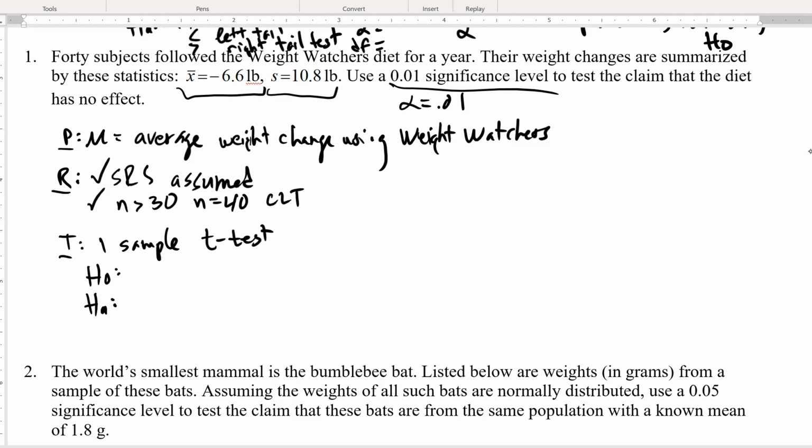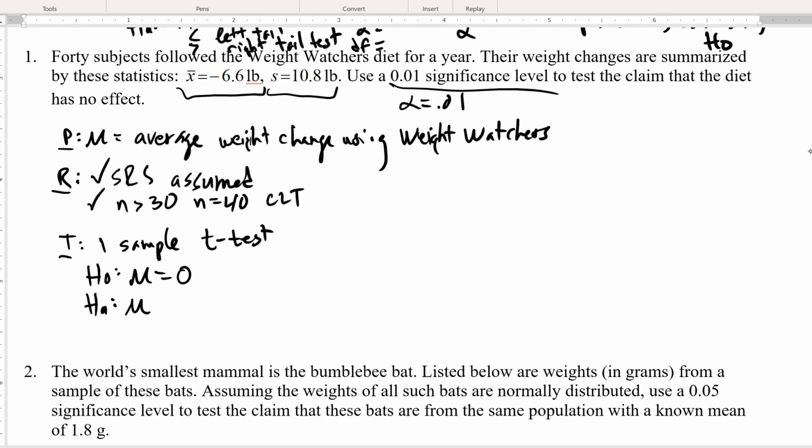The null hypothesis is that mu is equal to some claim. Well, we didn't really get any numbers. This is a little crazy. But what do we consider if a diet is effective? What should your weight change be? Well, your weight change should be negative, meaning you lose weight. What does it mean if it's not effective? Either you don't have any weight change or you gain weight. That's a sucky diet, right? So no change would mean that the average weight change would be 0.